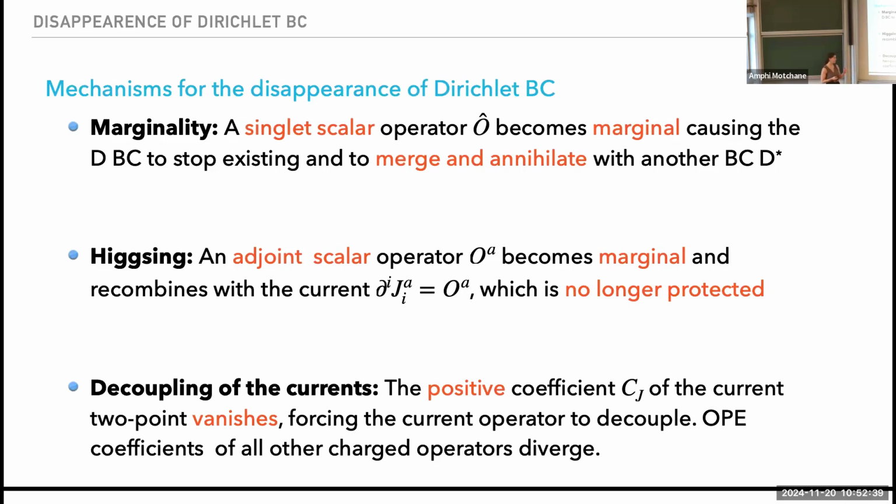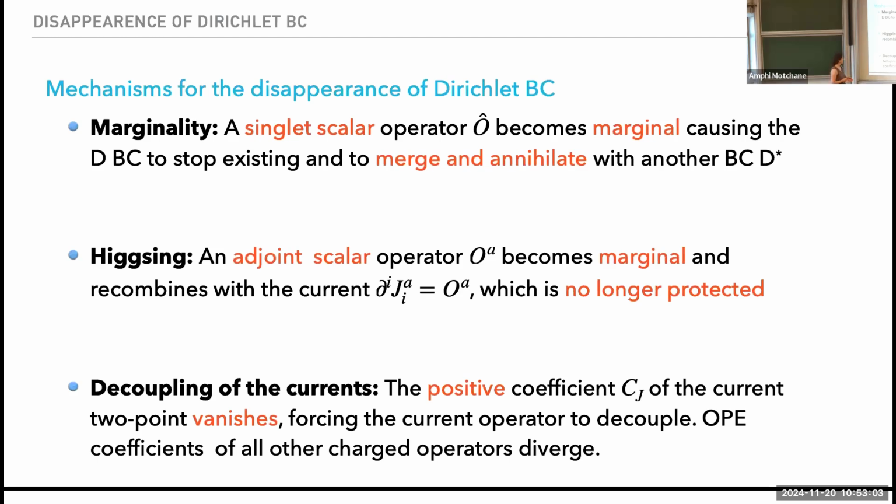And finally, the last point is the decoupling of the currents. This means that the positive coefficient Cj of the current two-point function at some point may vanish. This forces the current operator to decouple, while the OPE coefficients of all other charged operators diverge. So the theory gets sick and the Dirichlet boundary condition is no longer possible.